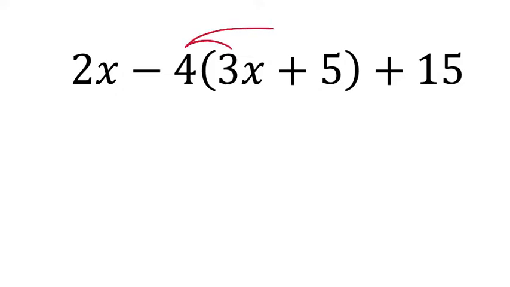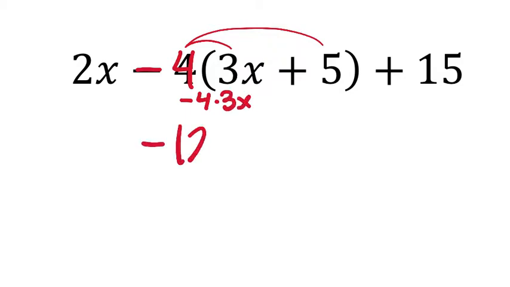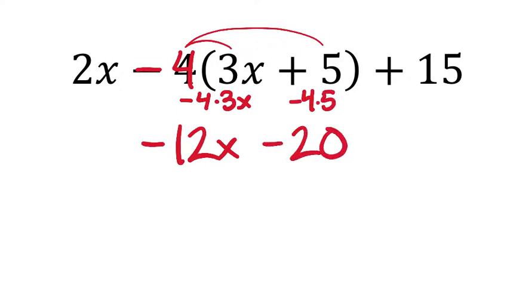Now be careful because some students look at this as though it's a 4 that's being distributed, but actually the term itself would be a negative 4 because of the minus sign to its left. So that would be negative 4 groups of 3 x's. So that's negative 4 times 3, which is negative 12. That's how many x's there are. And then I'd have to distribute that negative 4 to the 5 as well. Remember, distribution is multiplication. So it's negative 4 times 5, which is negative 20. Okay, so now you got 2x minus 12x minus 20 plus 15.